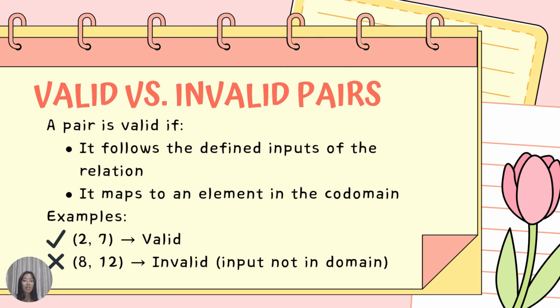Example, 2 and 7. It is valid because 2 is in the domain and 7 is allowed in the codomain. 8 and 12 is invalid because 8 is not part of the domain. So understanding valid pairs helps us classify relations correctly.